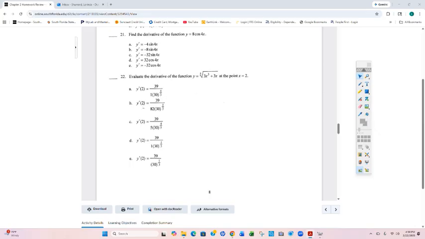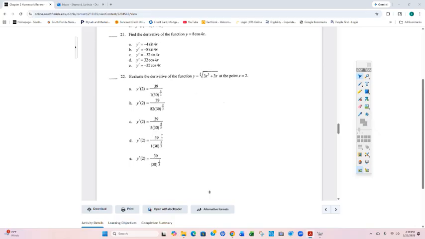B, y prime of 2 equals 39 in the numerator. The denominator is 82 times 30 in parentheses to the 2/3 power. The 30 is the only thing in parentheses. C, y prime of 2 equals 39 in the numerator. The denominator is a 5, then a 30 in parentheses to the 4/5 power.